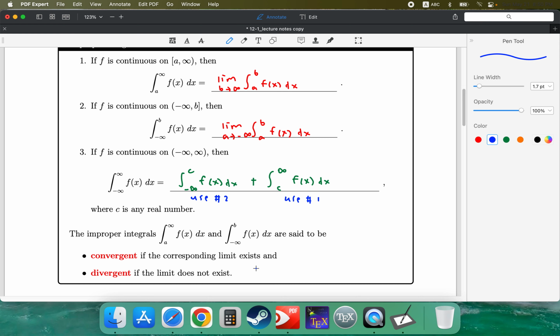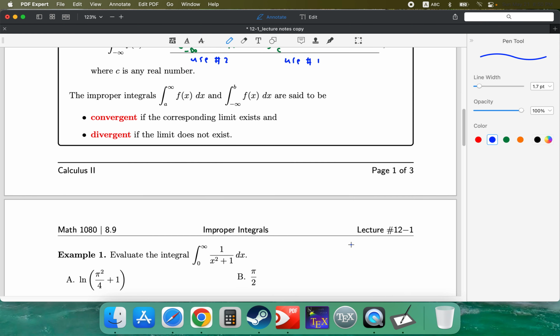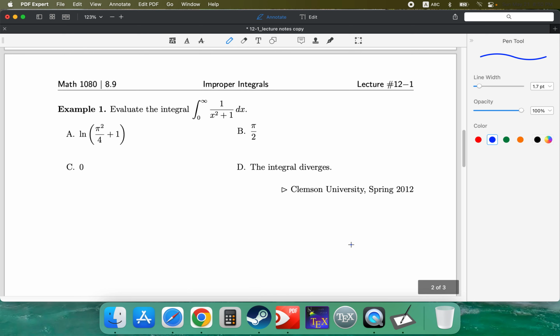Let's take a look at examples on the second page. We want to evaluate this integral: 1 over x squared plus 1 from 0 to infinity. Notice that you see infinity in your upper bound, so that means this is an improper integral.